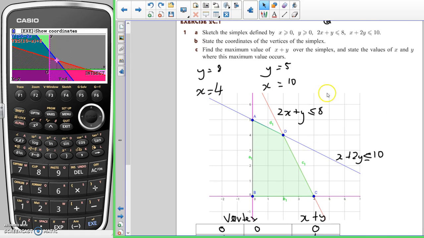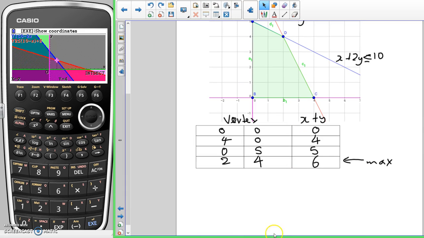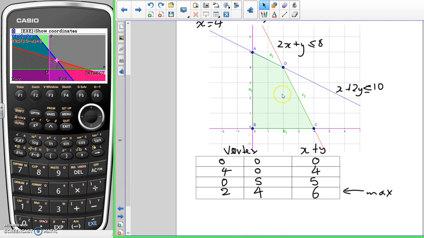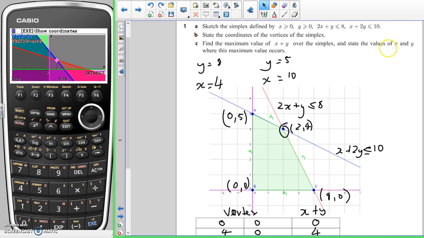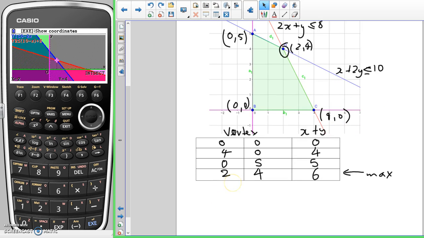So this here would be our maximum optimal solution. So find the maximum value of x plus y over the simplex. That would be this one, which also would be this section here. So that's your 2, 4, your 4, 0, 0, 0, and your 0, 5. So the answer to that question, you'd be stating the values of x and y. X is 2, y is 4, and that would be your value there. Alright?